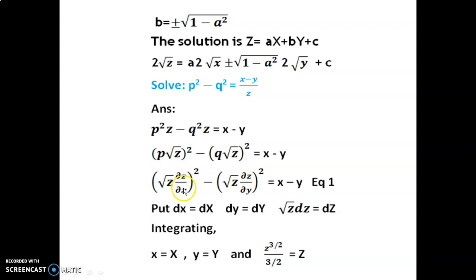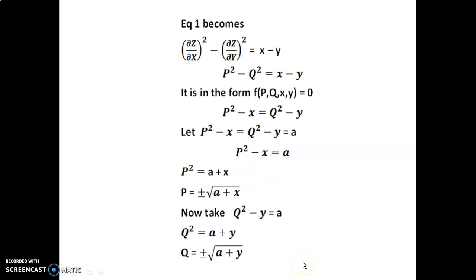Substitute p as dou z by dou x and q as dou z by dou y. So (dou z by dou x into root z) whole square minus (dou z by dou y into root z) whole square is equal to x minus y. Put dx equal to d capital X, dy equal to d capital Y, and root z into dz equal to d capital Z. Integrating, we get the integration of 1 with respect to small x is small x, which equals capital X. Therefore, the integration of the second term is y equal to capital Y, and the integration of square root z is z raised to 3 by 2 divided by 3 by 2, equal to capital Z.